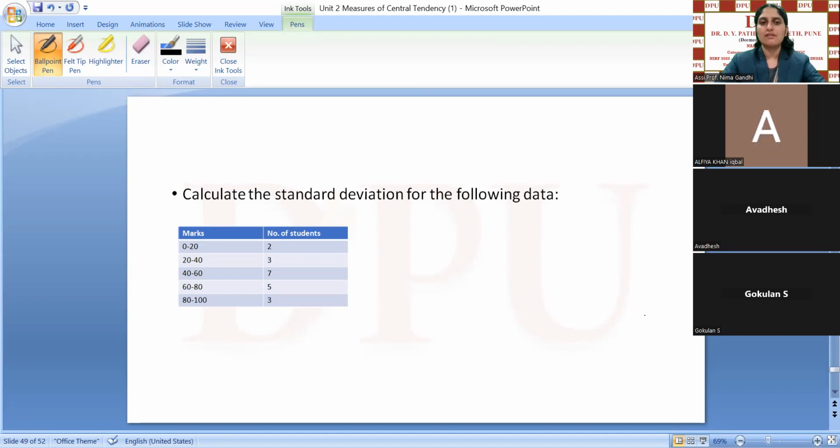For finding out the standard deviation, the first thing you have to do is, here the classes are given, right? So values of xi's are not there. When the classes are given, first you have to find out the xi's, and your xi's are your mid values. So how to do the calculations for the mid value? 20 plus 0 divided by 2 is 10. For the second class, the mid value is 30. Third one, the mid value is 50, then 70, and then 90. These are your mid values.